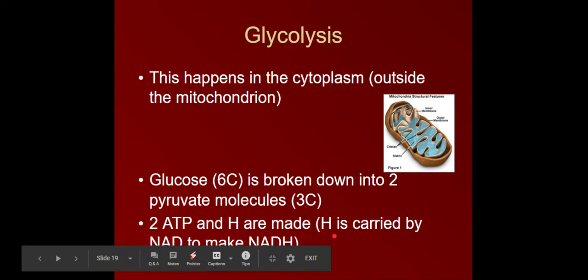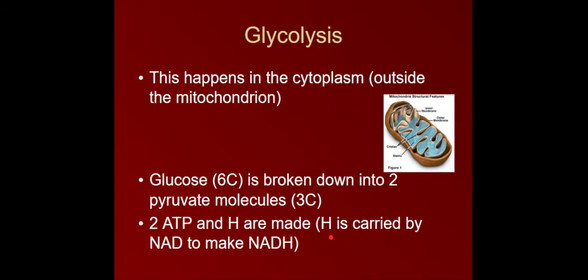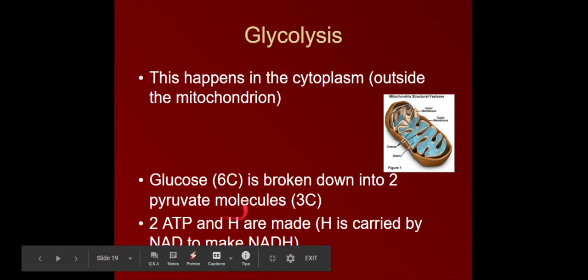The hydrogen is carried by an electron carrier called NAD. The NAD electron carrier is just like a truck. It's picking up that hydrogen, that package, and it's going to be carried to another part of the process of respiration. That hydrogen combines with NAD, the truck, and forms NADH.